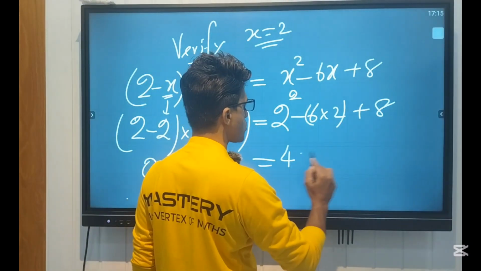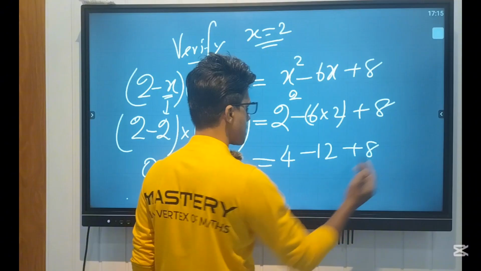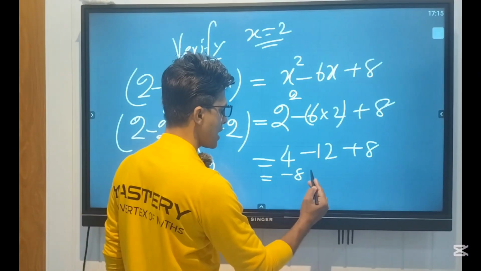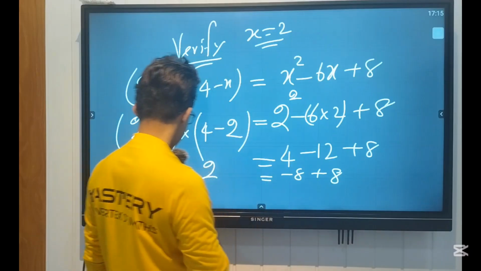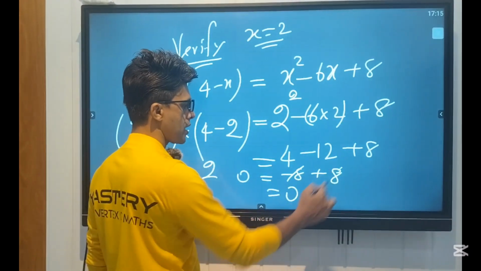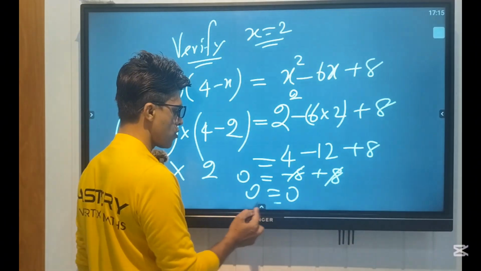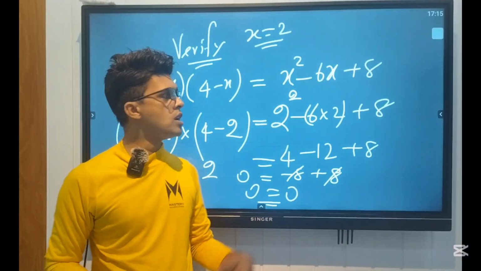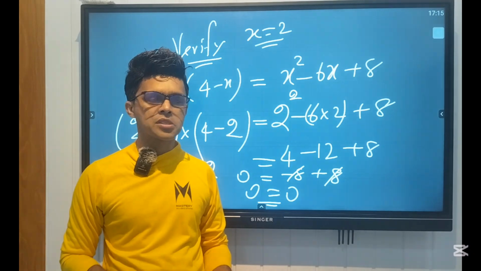Then here 6 times 2 is 12 plus 8, and also 4 minus 12 is 8 minus 8, and this plus 8. Then 0 times 2 is 0. Then 8 minus 8 plus 8 equals 0. So we verified this, that when x equals 2, both sides are equal.